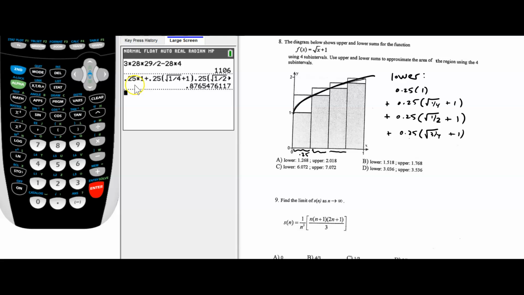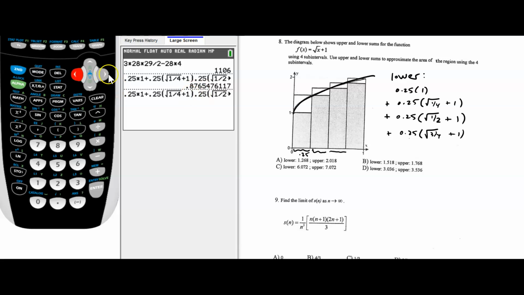So I've got 0.25 times 1 plus 0.25 times the root of 1/4. Oh, I see what I did. So I'm going to go back and just correct this real quick. I pressed second enter to pull my entry back up. Did you see that I missed a plus sign in between a couple of these values? So I need to have a plus symbol right in there.